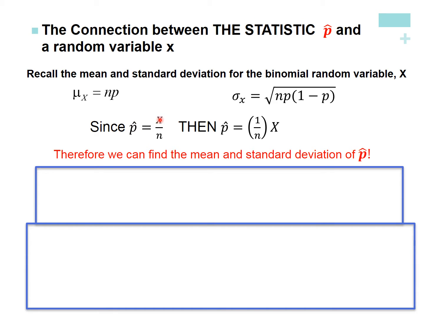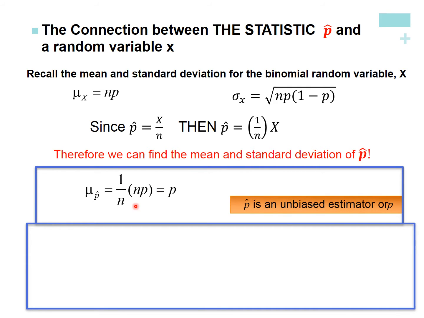All right, we know that p hat is x over n. So it's the number of successes over the total sample size. So how many orange Reese's Pieces over how many total Reese's Pieces we have in all. Thus, if we just separate this, p hat is equal to 1 over n times x. All I did was move the n over, put a 1 here, so 1 over the total sample size times your number of successes. We can use this information to find the mean and standard deviation of p hat.